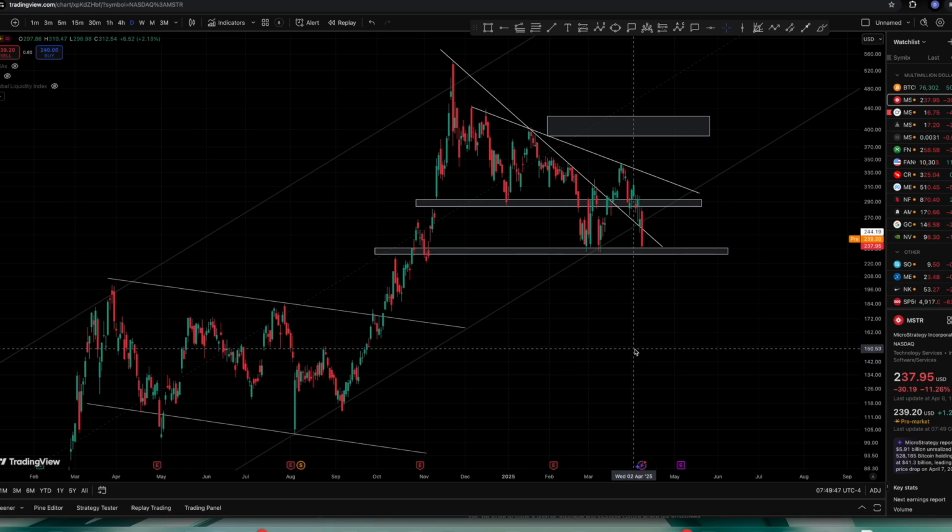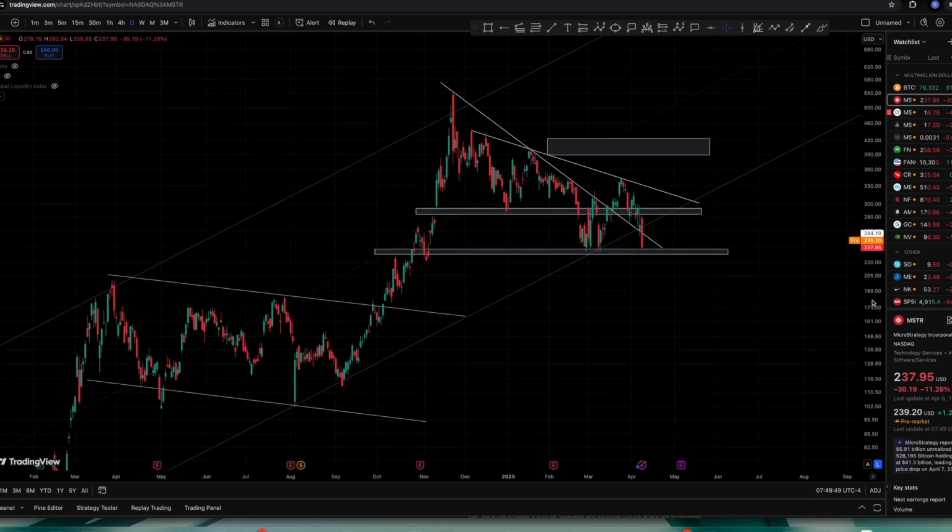We're going to be looking at MicroStrategy, doing our daily update on MSTR. We're going to be going over indicators, price action, and just how we see MicroStrategy as well, along with a couple things that are Bitcoin related and things related with S&P 500.